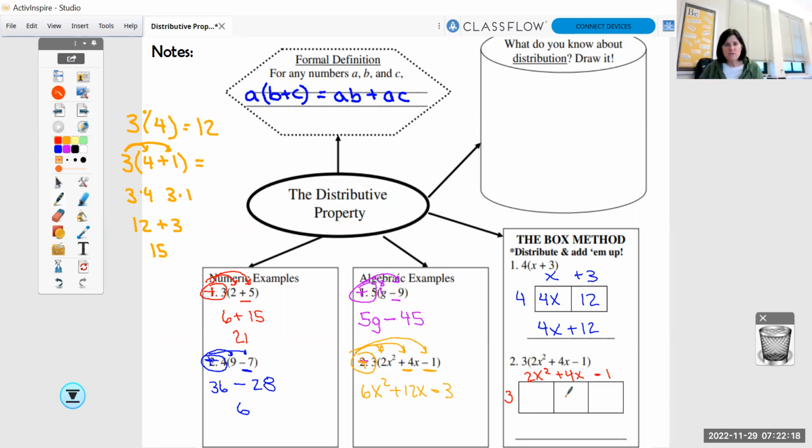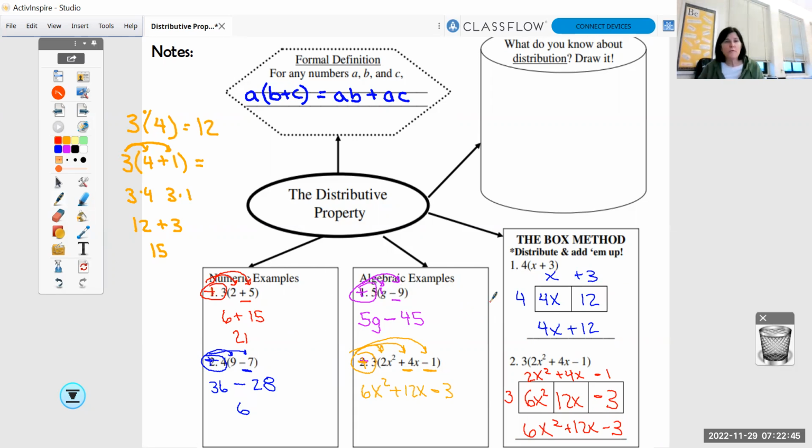So 3 times 2 is 6X squared. It's going to go in here. 3 times 4 is 12X. And 3 times negative 1 is negative 3. I know if I don't see a sign, that means it's positive. Oops, this was X squared. So when I write it down here, 6X squared plus 12X minus 3. Now, either method works, whichever method you prefer.